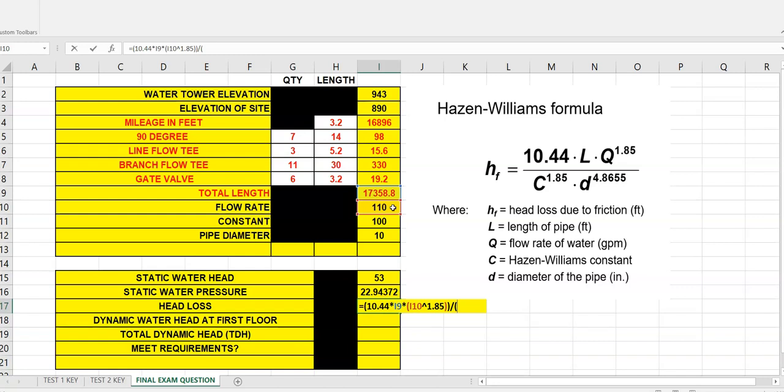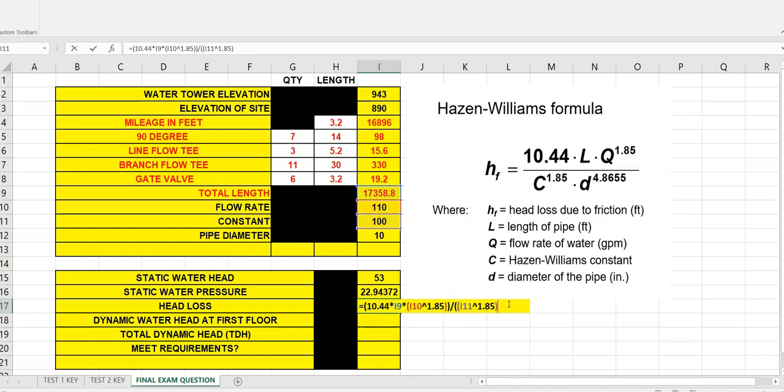1.85. So we're going to start here. We're going to go into C, where we have Hazen-Williams constant. Our constant is 100. Shift 6, 1.85, close parentheses. Actually, you know what? We need to go back into here real quick. I want to put one more parenthesis before this. I apologize for that. Tapped in here, you can see this is black and now it's red.